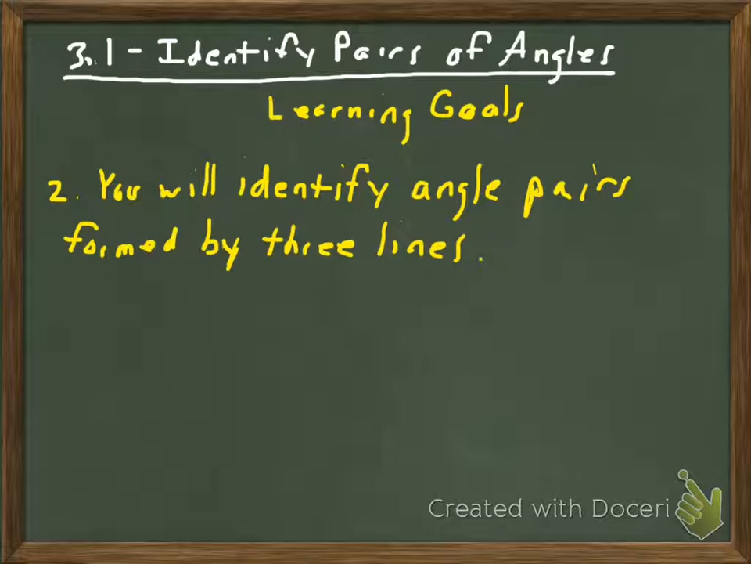Now we're really working with vocabulary in this video, and that's pretty much it. So there's lots of things that we're going to have to memorize. Not going to be difficult though. All right, well, angle pairs formed by three lines.